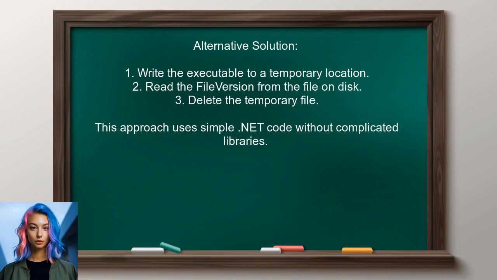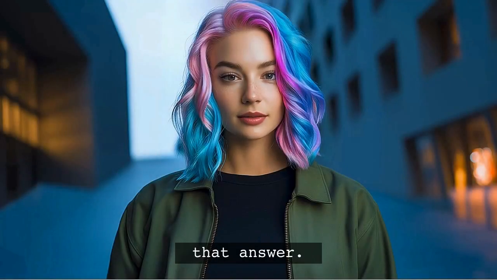An alternative approach shared by another user suggests a straightforward solution. They recommend writing the executable file to a temporary location on disk, reading the file version from that file, and then deleting it afterward. This method avoids the complexities of trying to extract version information directly from memory. That wraps up that answer. Let's move on to another one.